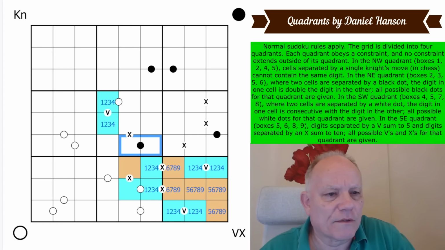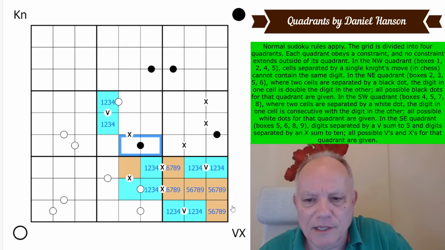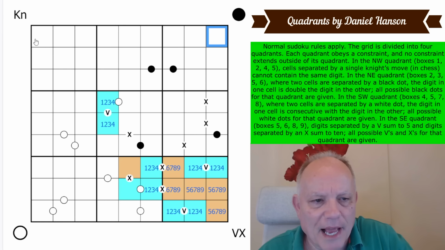Sorry, I didn't mention with the rules, but obviously these things outside the grid indicate the quadrants. So this is in the northeast, the black dot quadrant, in the northwest, the knight quadrant, in the southwest, the white dot, in the southeast, the VX.